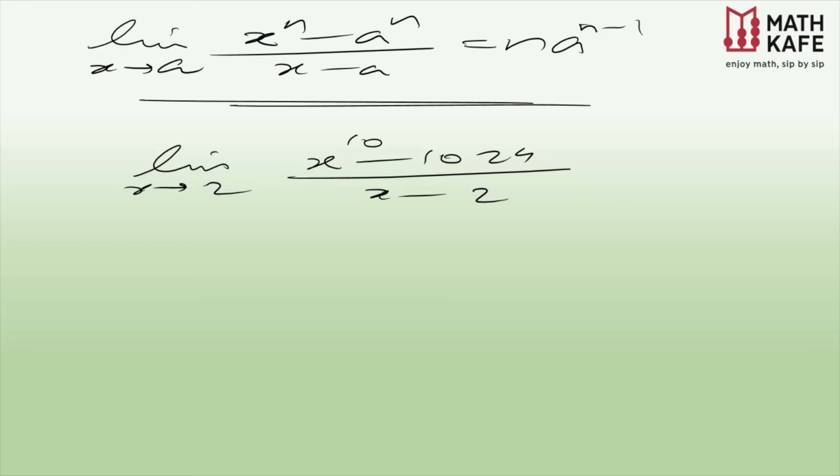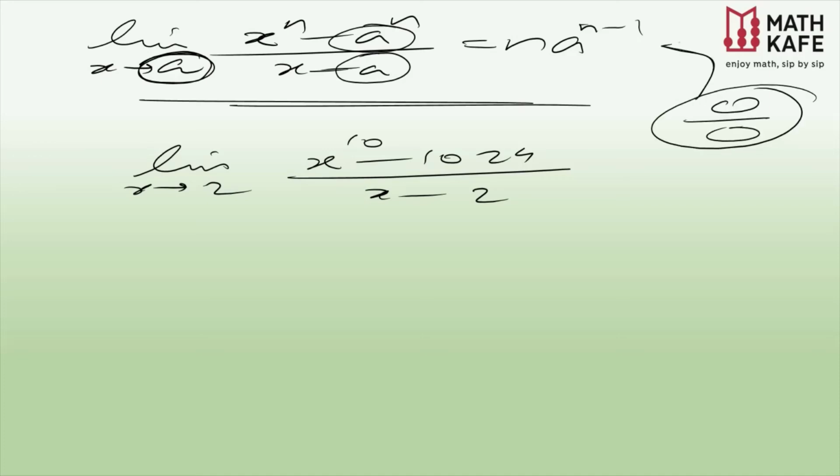Now what you need to observe here is that x is approaching a, and in the numerator you have x raised to n minus a raised to n, and in the denominator x minus a. Basically, this is a 0 by 0 form, and theoretically we can derive this as n a raised to n minus 1. Only in such cases will the formula work.